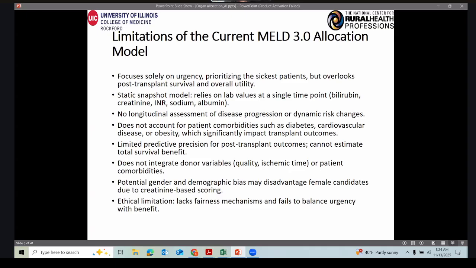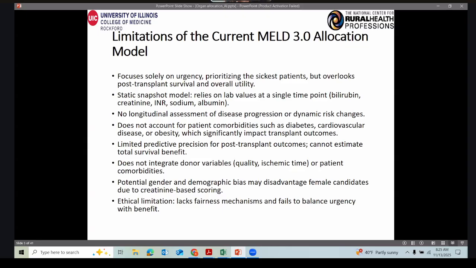Second, the second limitation is what we call a static snapshot model. It relies on a single set of lab values taken at one point in time, like bilirubin, INR, creatinine, sodium, and albumin. But patients' conditions can change rapidly from week to week or even day to day. The current MELD score does not capture the dynamic changes or trends over time.